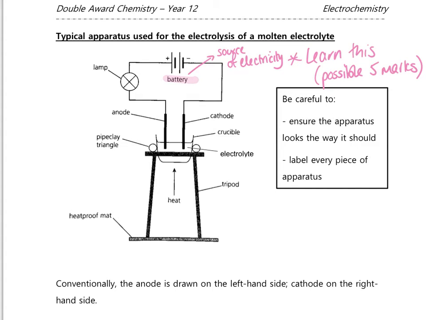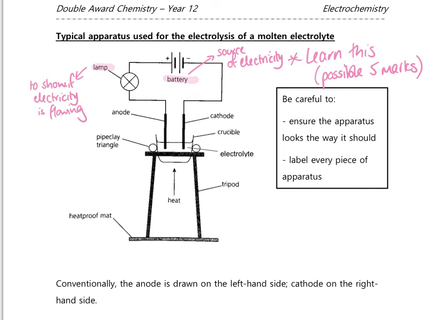So we might have a battery or we might have a power pack, for example. The lamp, it's not part of the electrolysis process as such. What do you think the lamp might be there for? Well, it's really there to ensure that we've got a complete circuit, to prove to us that electricity is flowing through our circuit here. If the lamp is not lit, then we know that there's a break in the circuit somewhere. That could be because our electrolyte has become solid and therefore electricity won't flow through it. Or it could be because our source of electricity has depleted. So the lamp is there just to essentially ensure that electricity is flowing.